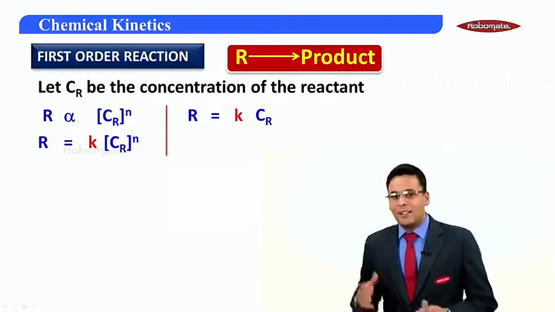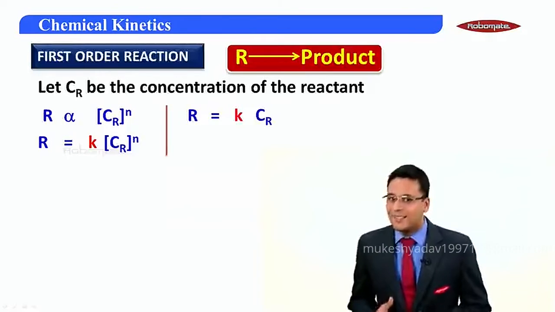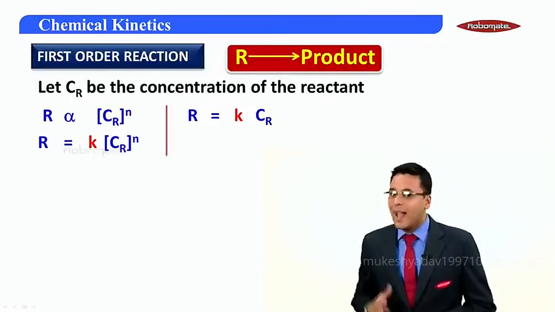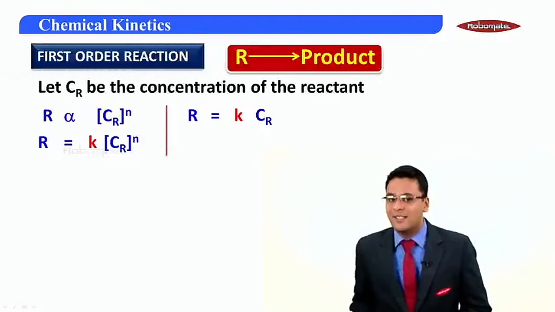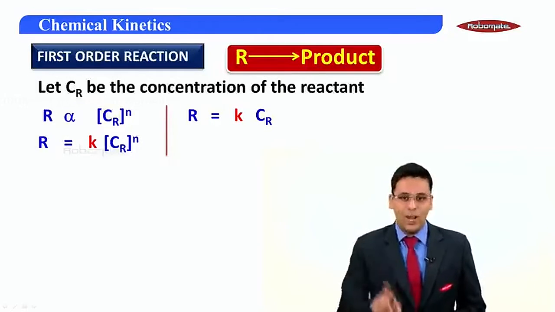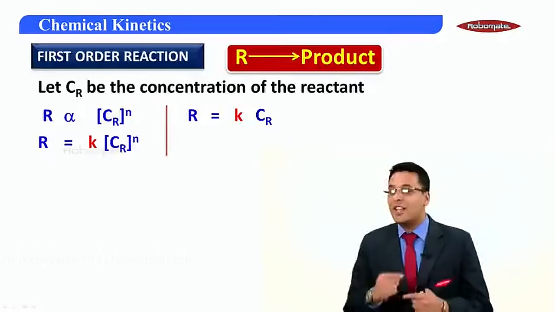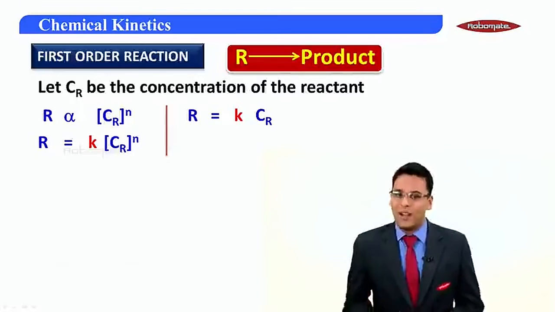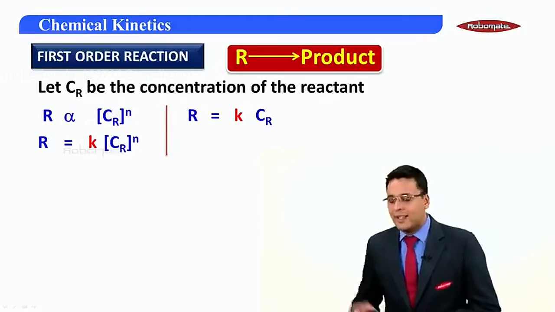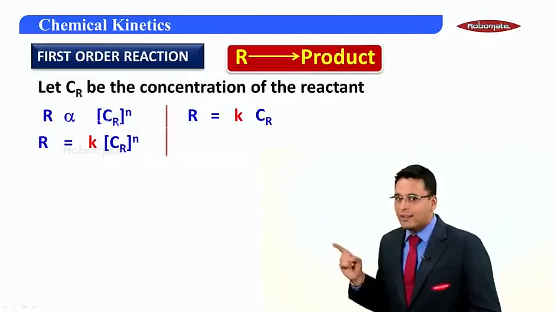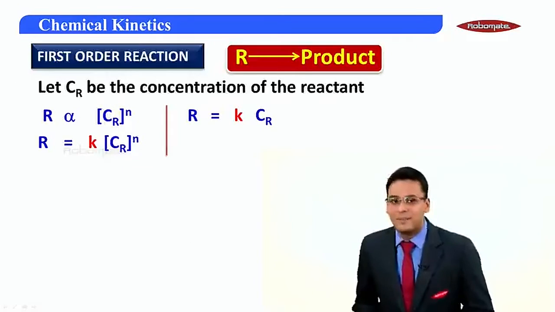Now, if you try to understand what this expression really is, you will see that as the concentration of the reactant changes, the rate of the reaction will also change. Which means if Cr changes, then R will also change. This means that Cr and R are the variables in this equation.